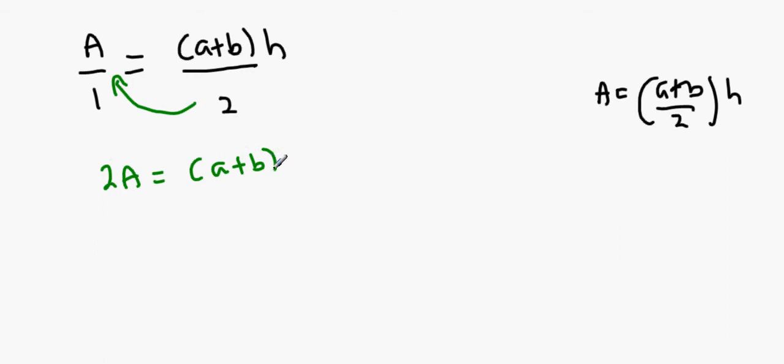Now this multiplication by (a plus b) is stopping h being on its own, so we bring down the (a plus b), so we get 2A over (a plus b), and that ends up equal to h. Okay? That's the answer to the first part there.